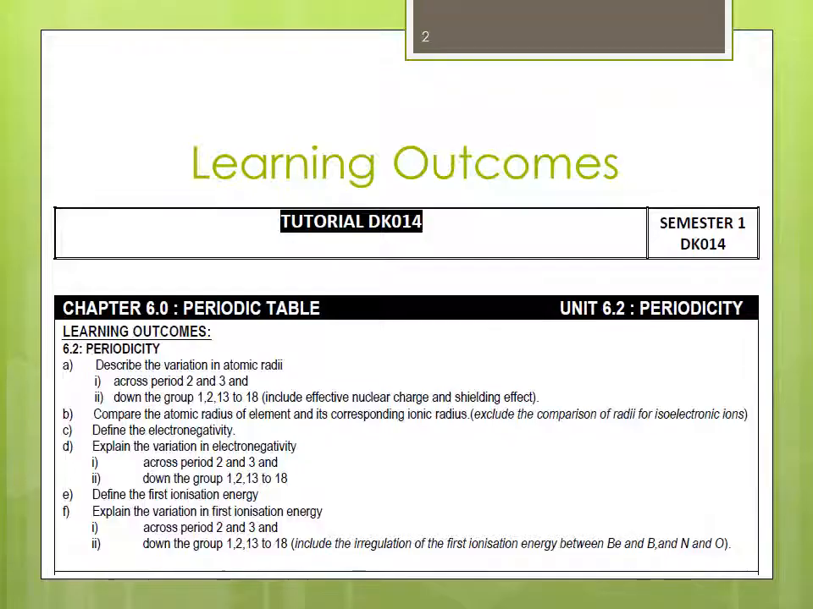Chemistry DK014 Discussion Tutorial Chapter 6 Periodic Table Subtopic 6.2 Periodicity. Today we focus on learning outcome C, define electronegativity; learning outcome D, explain variation in electronegativity across period and down the group; learning outcome E, define the first ionization energy; learning outcome F, explain the variation in first ionization energy across period and down the group.